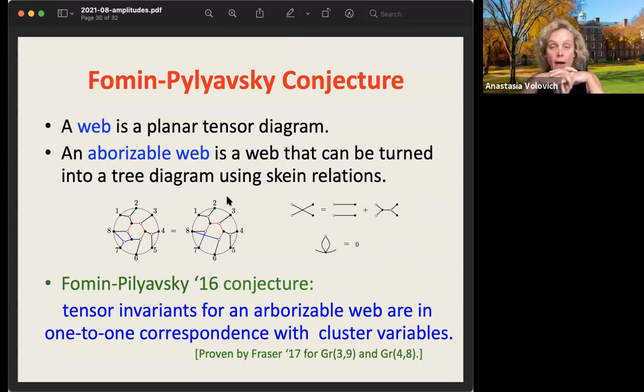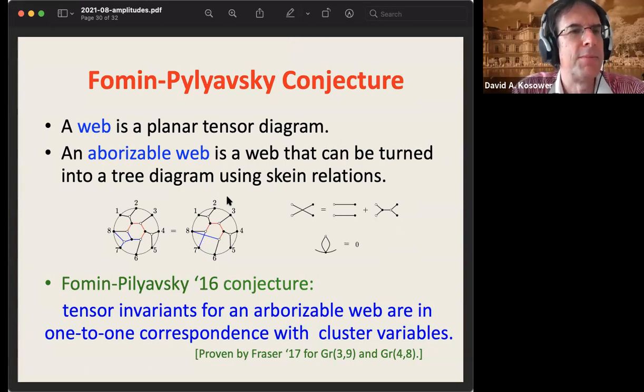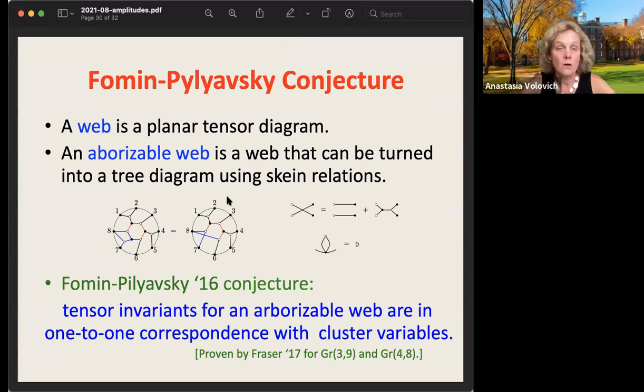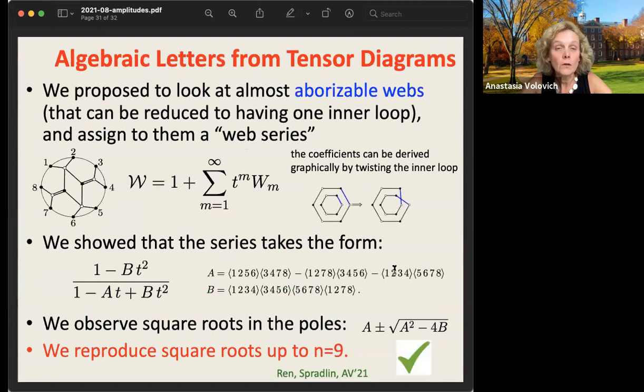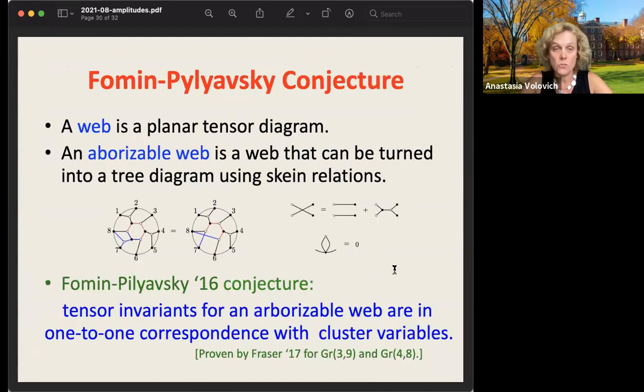Now the conjecture is the following: these tensor invariants for an arborizable web are in one-to-one correspondence with cluster variables. I have two more slides. This was also proven for some of these by Chris Fraser. So we could get all the cluster variables from these tensor diagrams due to the Fomin-Pylyavskyy conjecture.